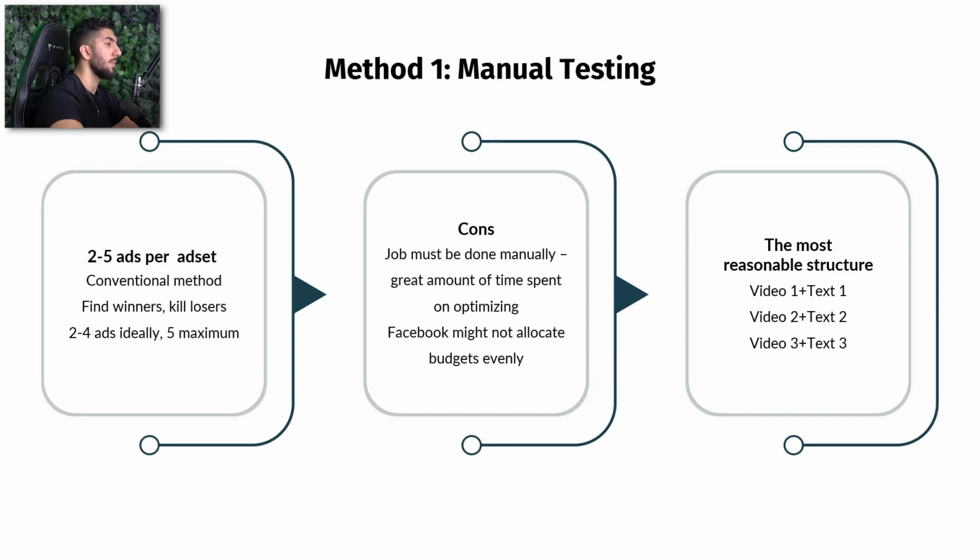And this is mostly if you're on low budget and if you have a little bit of data on your pixel, this would work. But you have to at least spend around $20 to see what is happening. And the cons for this will be that the job must be done manually, a current amount of time is spent on optimization, so you always have to have a look and see what is happening and how to optimize everything. And Facebook does not allocate the budgets evenly, as I said before.